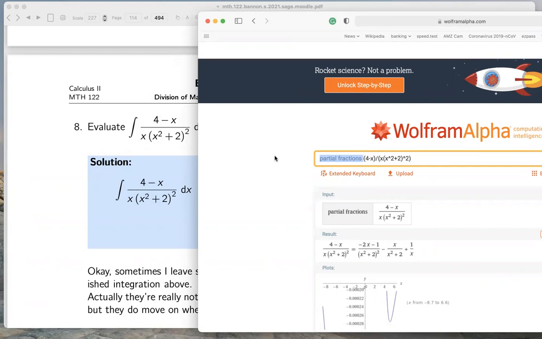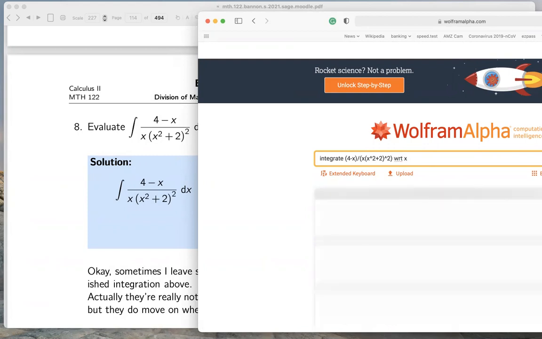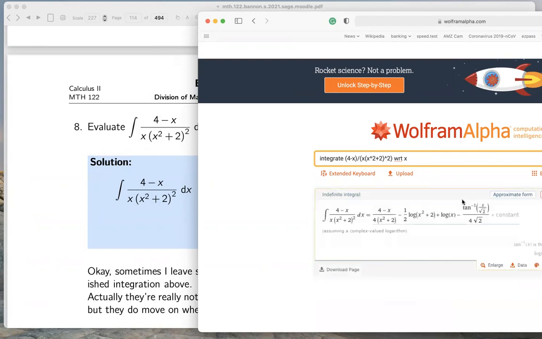Again, I'm just going to type over this, integrate this thing. And if you want to, you can say with respect to x, but you don't have to, WRT x. Again, I'm looking for the typeset version of it. And I'm seeing over there. And I do see them putting it out.